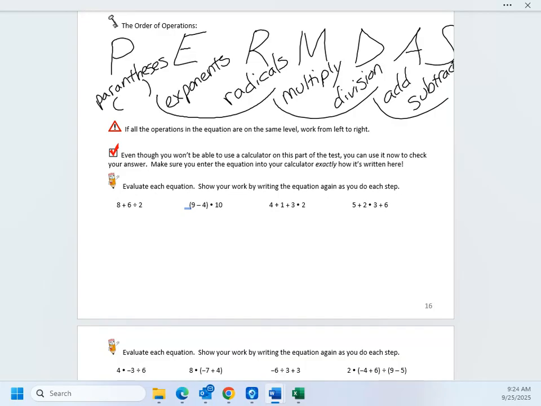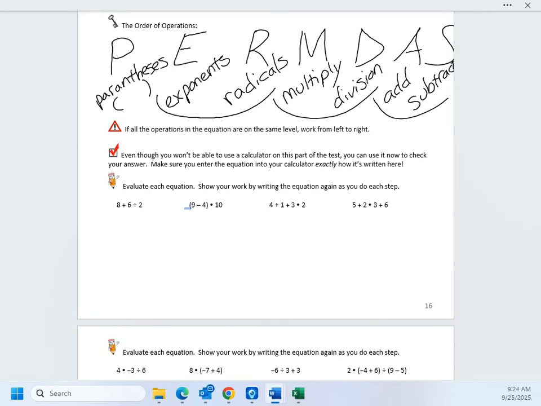Even though you won't be able to use a calculator on this part of the test, you can use it to check your answer. Make sure you enter the equation into your calculator exactly how it's written here. A lot of times people go, well, I put it into my calculator and I get a different answer. What did I do wrong? But you're not putting it into the calculator correctly. So if you're going to use the calculator to check your answer, we have to make sure we're doing it correctly. On the test next week, we will not be using calculators. Okay, we've been working all of these out by hand. Calculator for homework just to check, but you're not using it on the test.